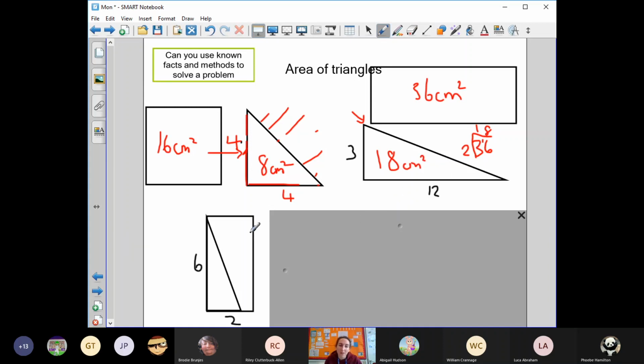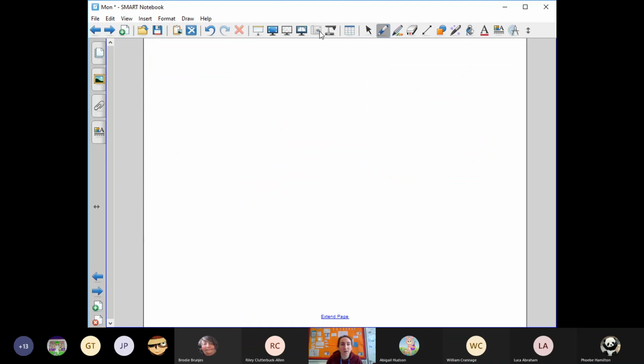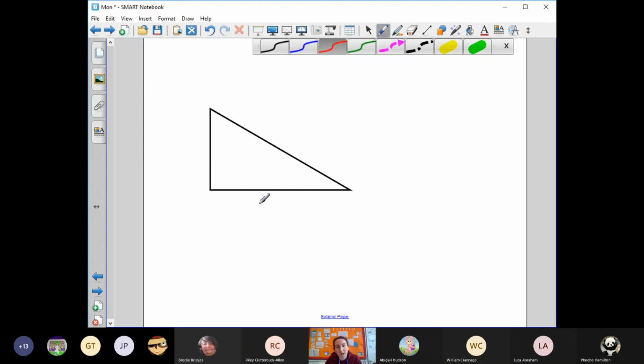Now then, this is really, really helpful. Any triangle you ever find, the way you work out the area is you do the base times the height, which is what we've done to work out the area of the rectangle, and then you divide it by 2, you half it. Sometimes you'll be given a triangle like this, and it won't have a rectangle around it. It'll just have the numbers here.